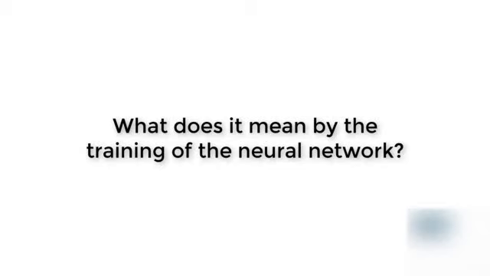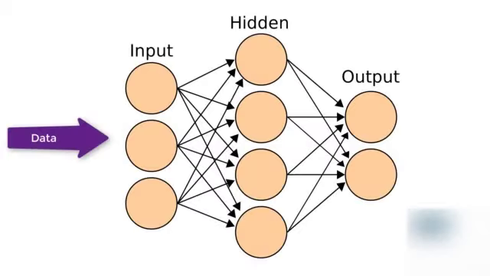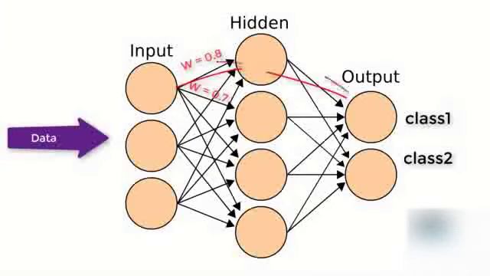What does it mean by the training of the neural network? When we feed the data to our neural network while training, we are basically trying to solve an optimization problem. We are trying to optimize the weights within the model. Our task is to find out the weights that most accurately map our input data to the correct output class. This mapping is what the neural network must learn.